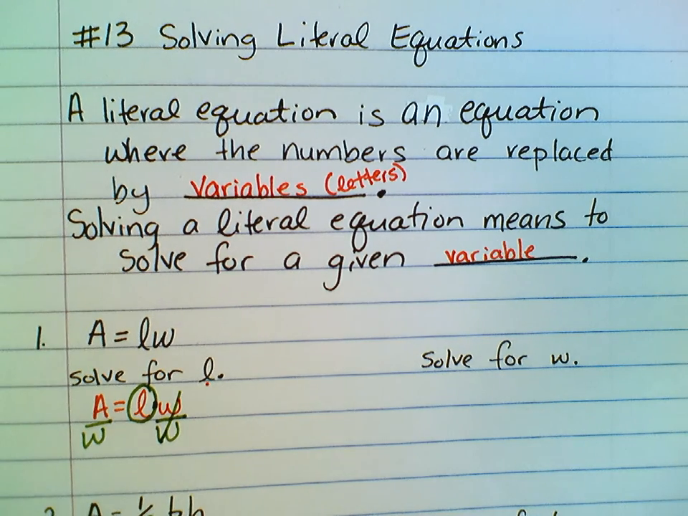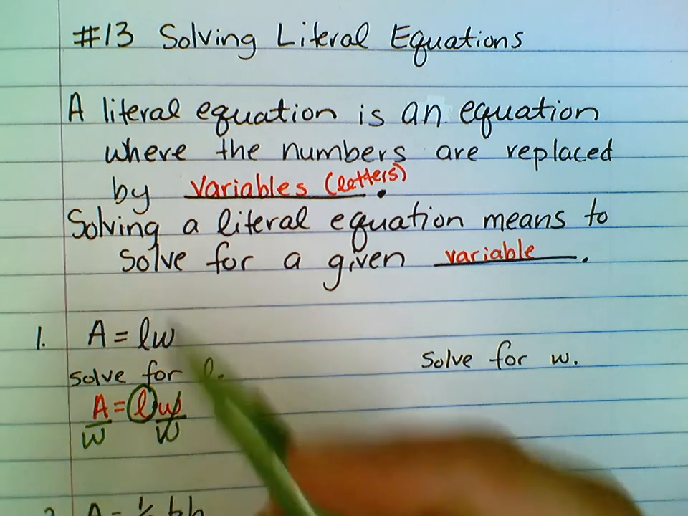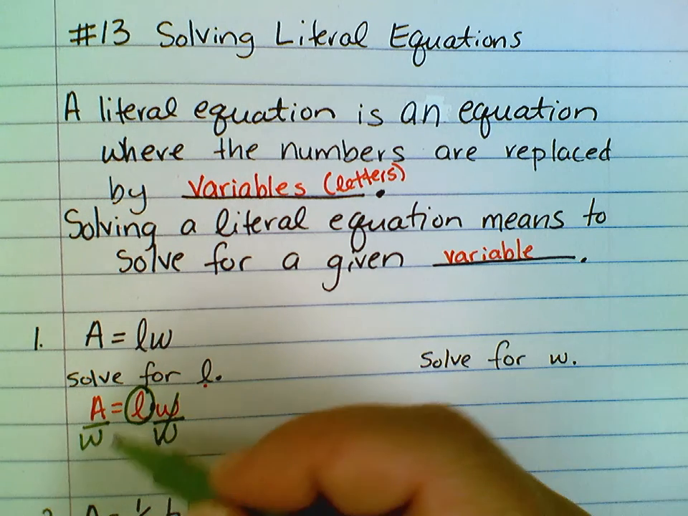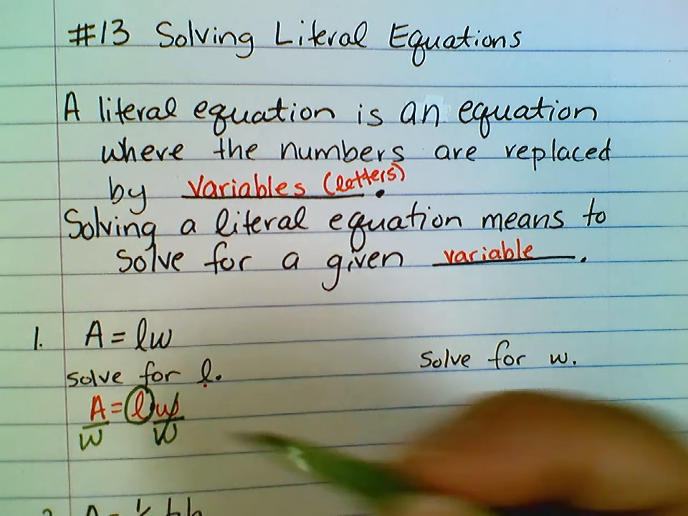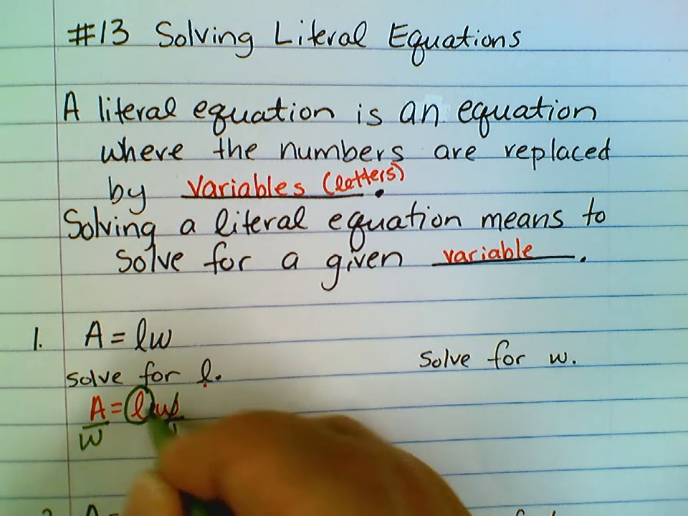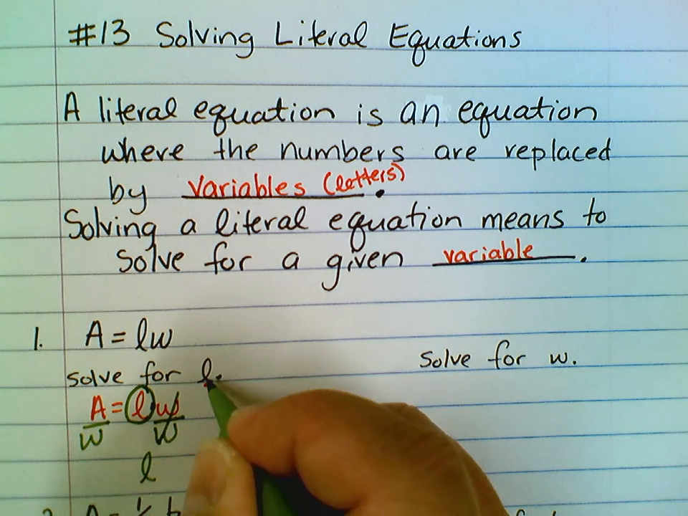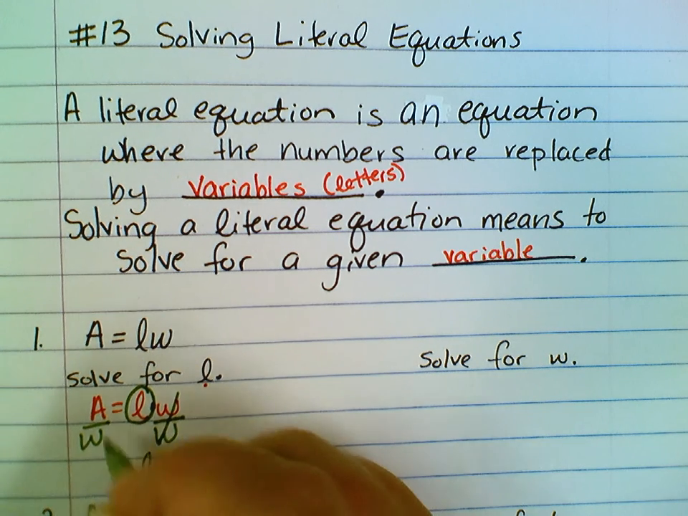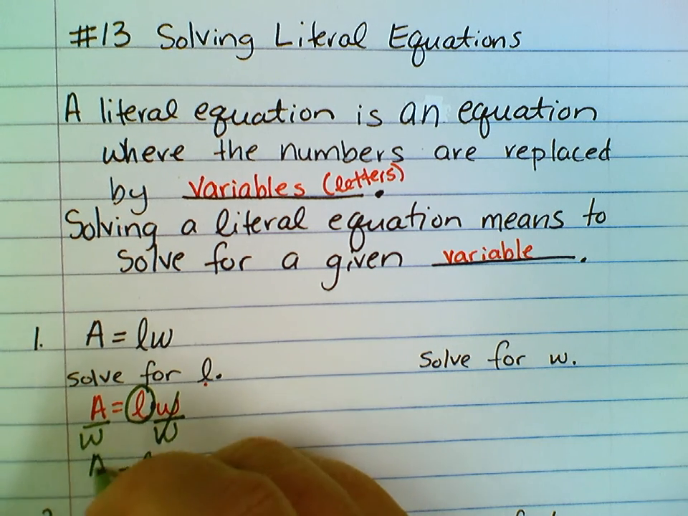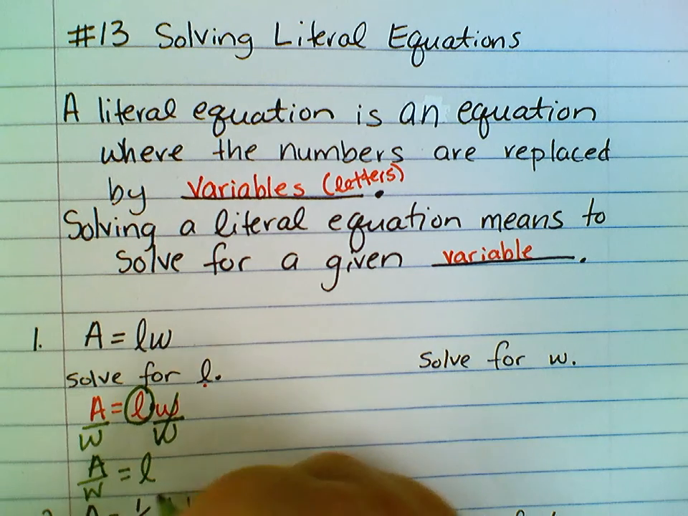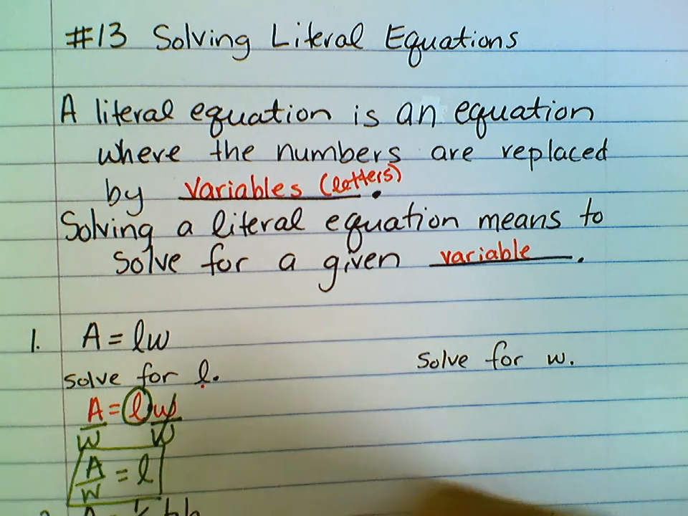And these are kind of simpler than regular equations because we don't have to divide really because we just have letters. So we now have L by itself, which is what we wanted. And A divided by W is just that, A divided by W. So this would be our answer.